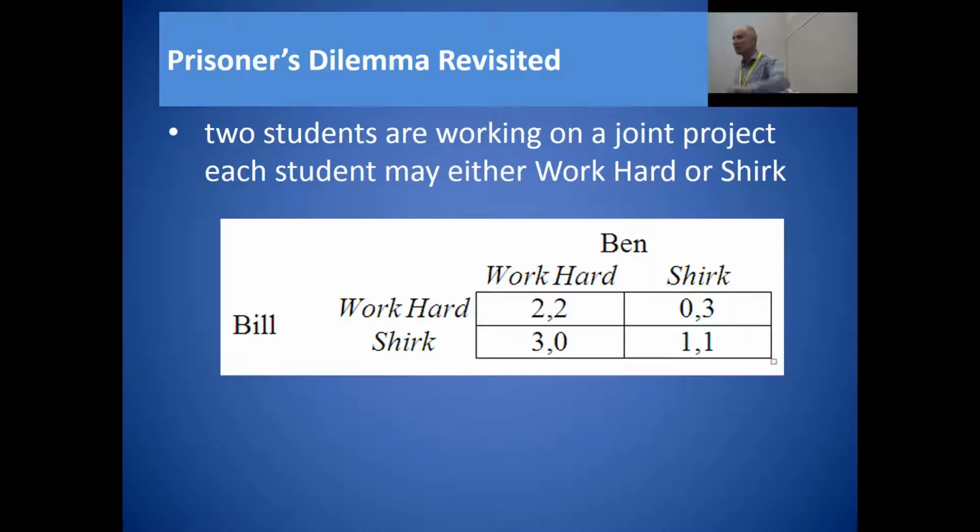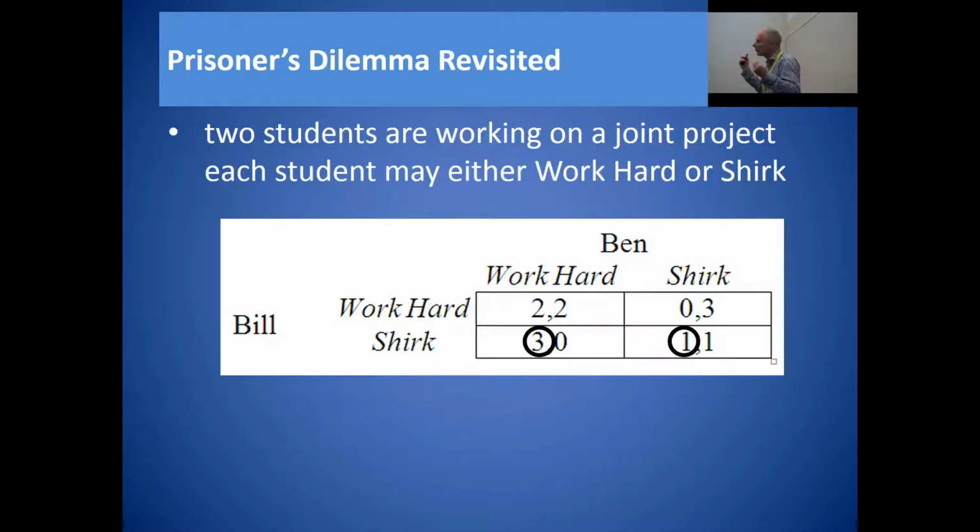So, formally, I'll just work through this game to identify the Nash equilibrium using that rubric that we set up previously. If Ben was to work hard, what would Bill want to do? He would want to shirk, exactly. If Ben were to shirk, what would Bill want to do? Also shirk. Again, those circles denote optimal responses.